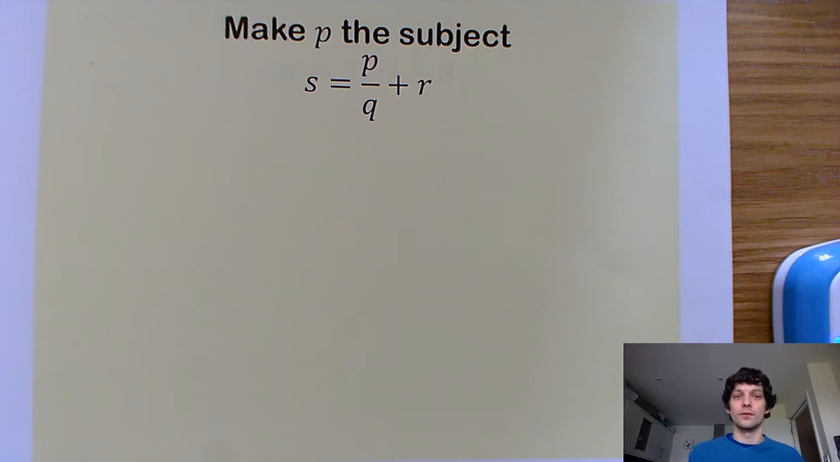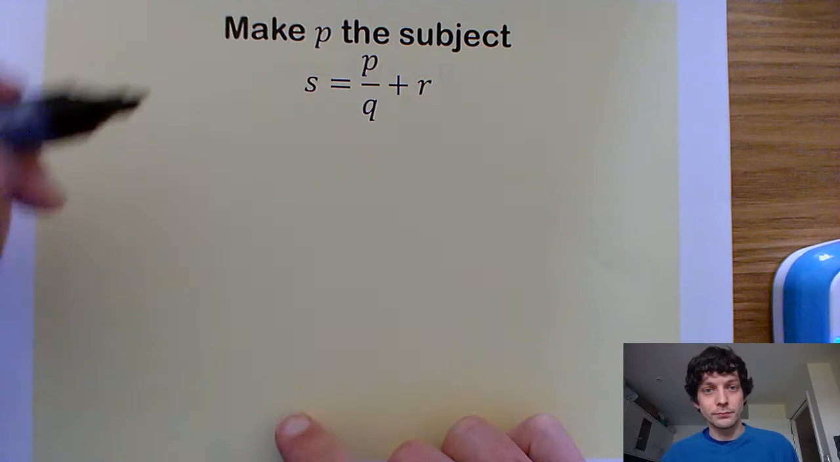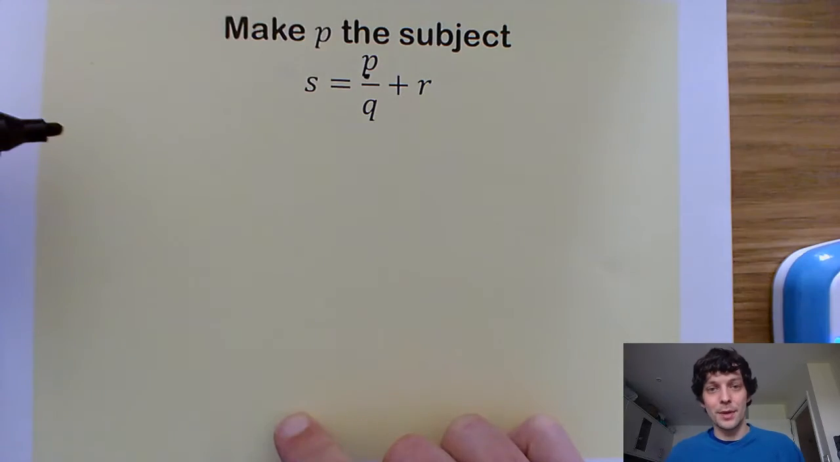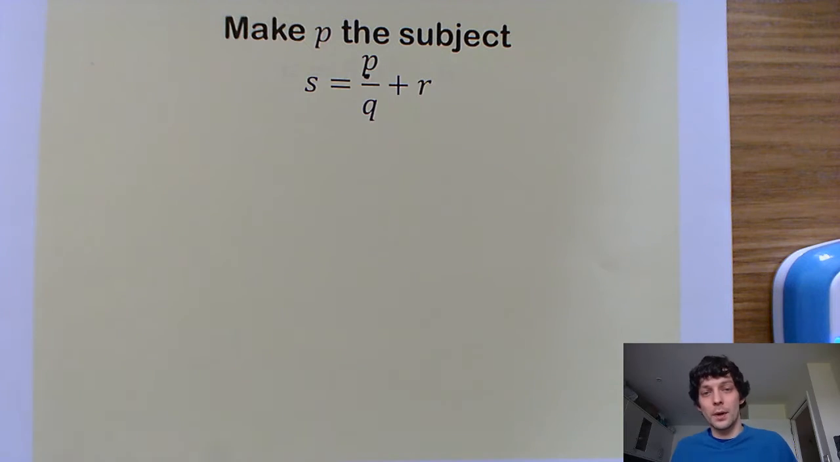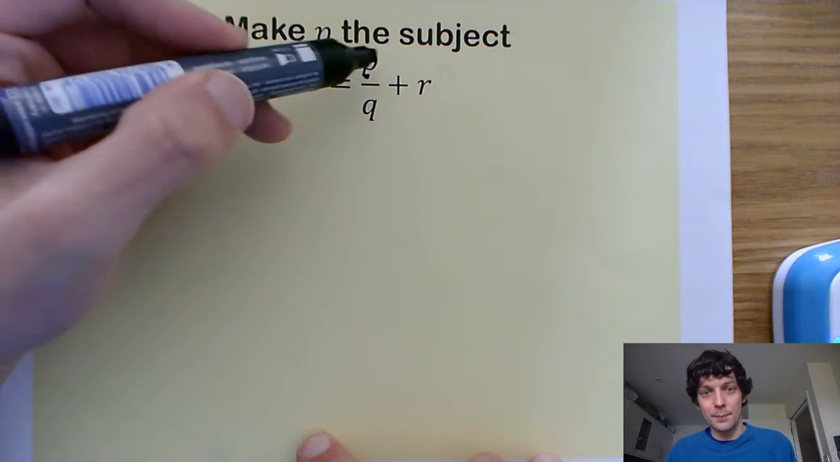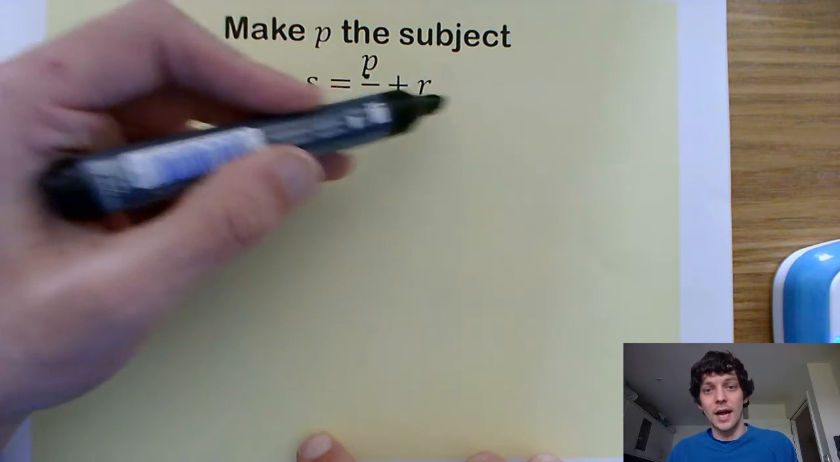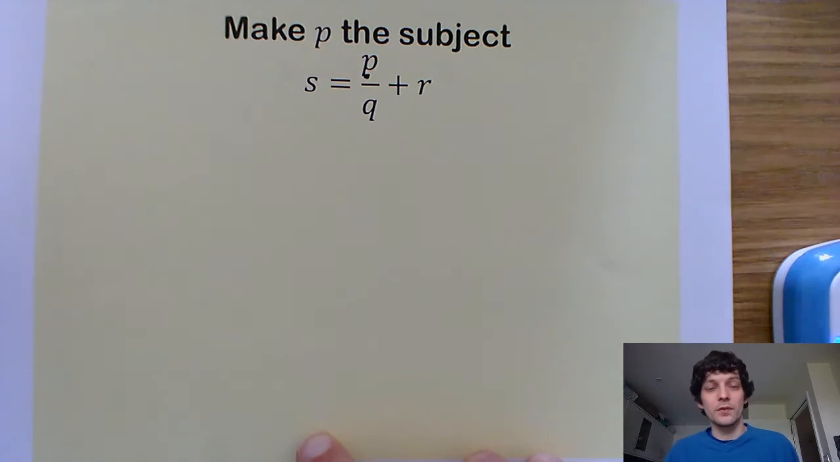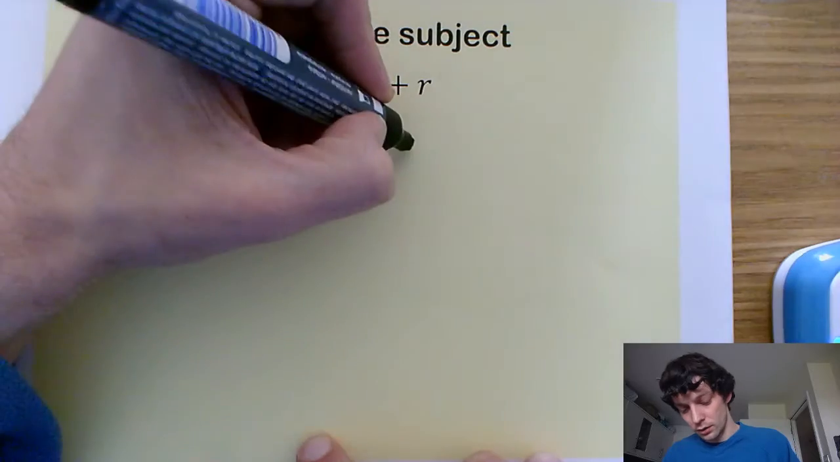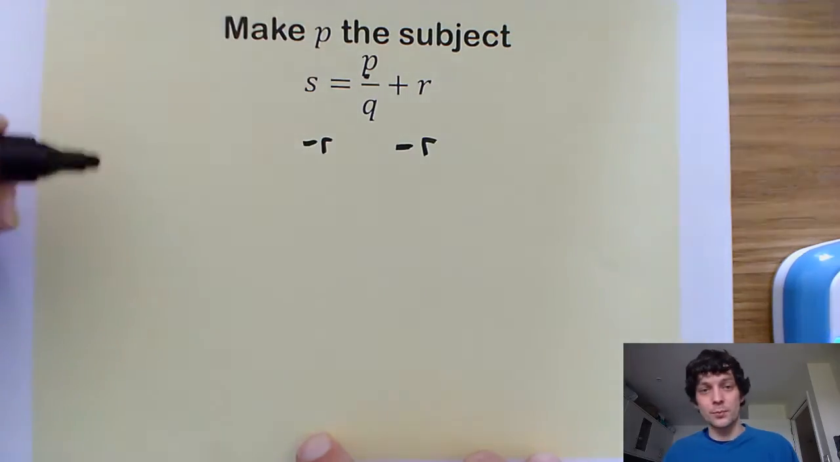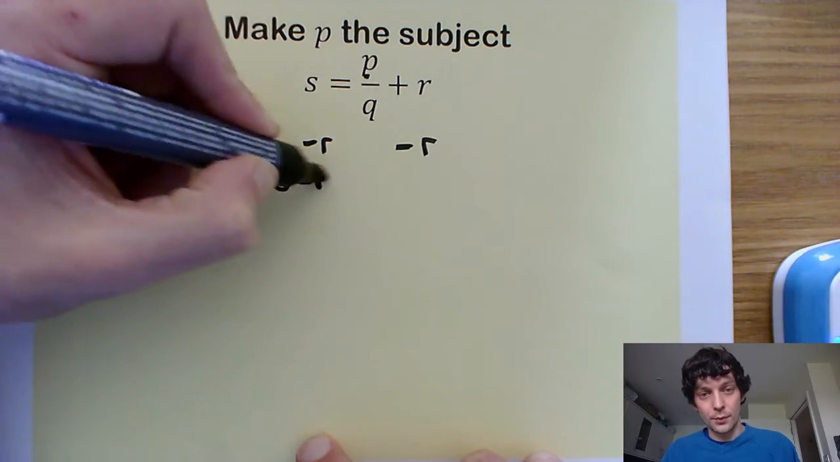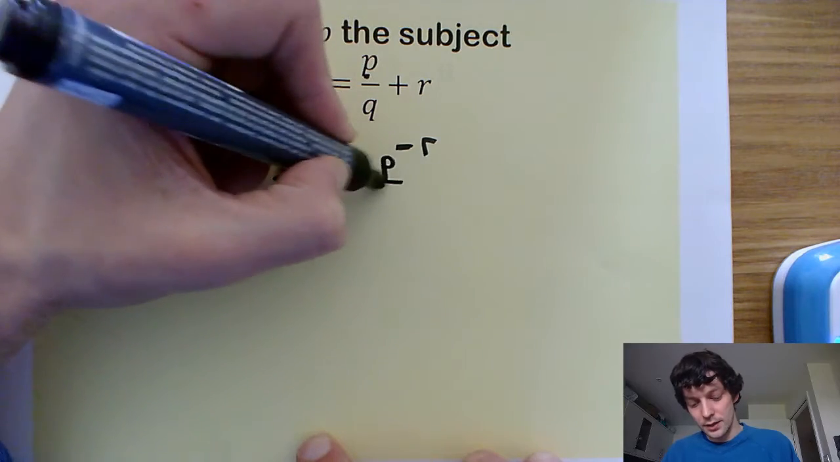I've likened it to unwrapping a present, like a bit of a pass the parcel game. Here we're looking to make P the subject. So again, I'm looking for what's on my outside? What do I want to get rid of first? If I look at what happens to this P, it's being divided by Q and then having R added to it. The last thing that happens is we add R, so I'm going to start by subtracting R from both sides. We get S minus R is P over Q.